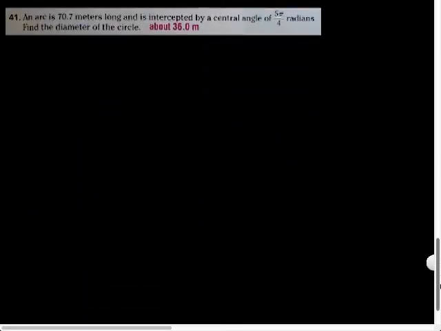All right, last quick question. It says the arc is 70.7 meters long. So I'm going to call that S equals 70.7 meters, and is intercepted by a central angle of 5 pi over 4 radians. Find the diameter of the circle.